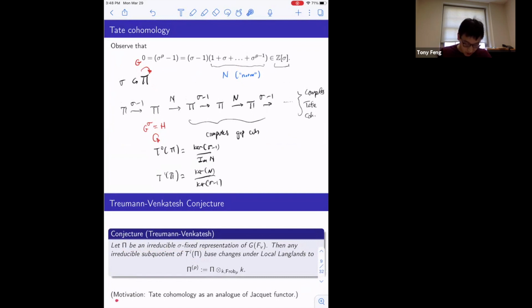So let me just mention that the motivation for their conjecture comes from an analogy to parabolic induction, and in particular that Tate cohomology is the analog of the Satake functor. So when you have a principal series representation, that is a representation of G which is parabolically induced from a character, like a character of a Levi, or a character of a maximal torus, let's say, then there's this functor, the Satake functor, which you can apply to your parabolically induced representation and recover the character that it was induced from. And here what we're saying is Tate cohomology is a functor that you apply to a base changed representation, and you recover the thing that it's base changed from.